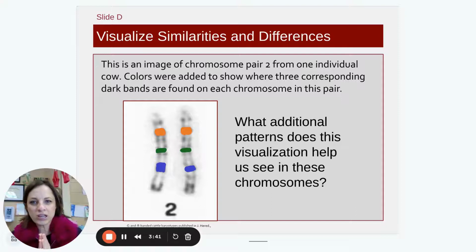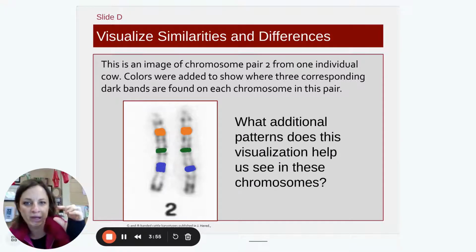So here we have an image of a chromosome pair. Remember, you have 2 copies of chromosomes, one from mom, one from dad. This is for one individual cow. The colors were added to show where 3 corresponding dark bands are found on each of these chromosome pairs. So you see these bands right here.